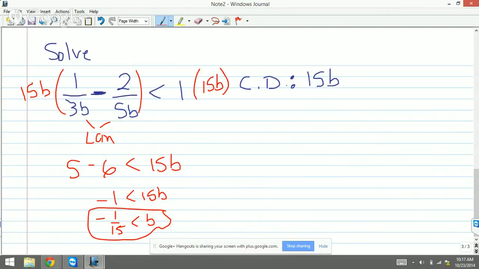So now your inequality is solved. Can this be easy? That's what I got. So B could be 1/15. Could also be 10 million. And it could not be... No, like, I got it. That's only if you divide by a negative 15.